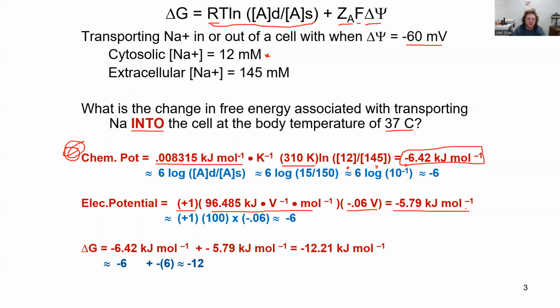Now, as a little bit of an exercise, if we switch the ion from a sodium ion to a chloride ion, would it be favorable if nothing else changed? That's kind of tough. If nothing else changed, it would still be favorable from a chemical perspective. But from an electrical perspective, that would end up being plus 5.79. So negative 6.42 plus 5.79, you end up with something that's still slightly negative, but a little bit less.